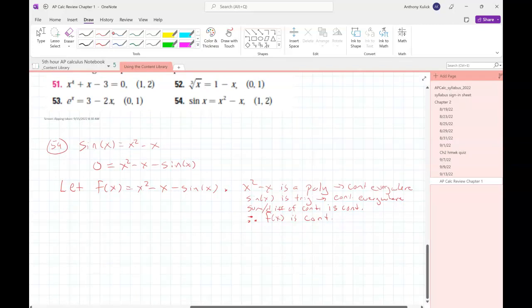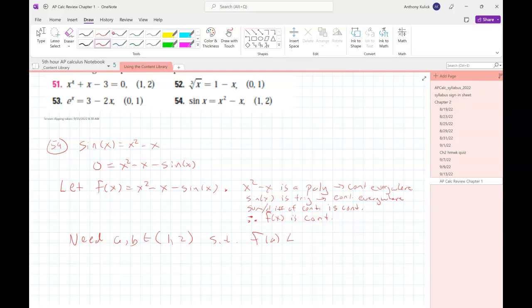Now what we need to do is find some a and b on that interval 1, 2, such that f of a is less than 0 and f of b is bigger than 0. And I think or equal to would also be fine. But if we can do that, we're done. We can just quote the intermediate value theorem and then we're finished.